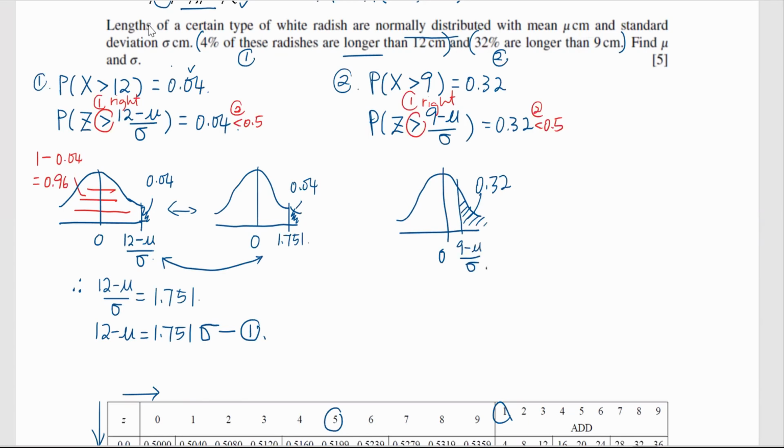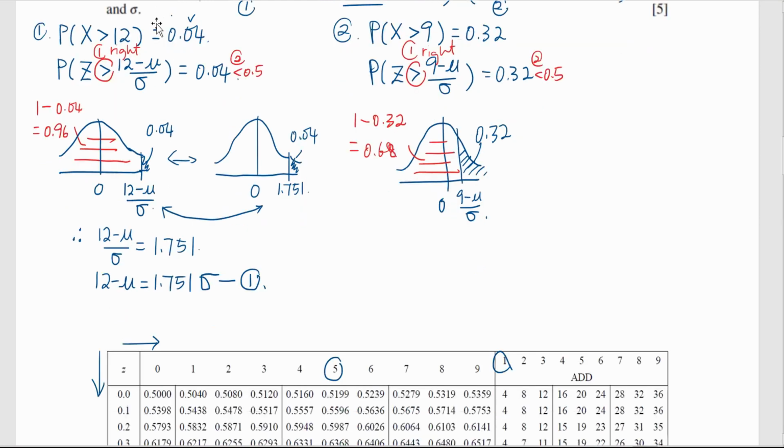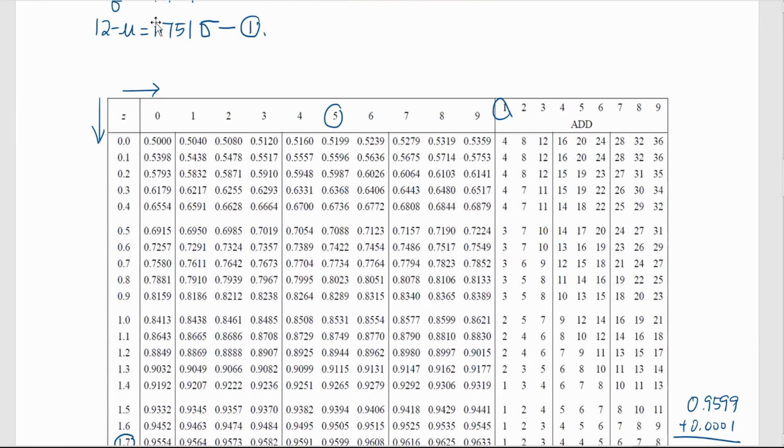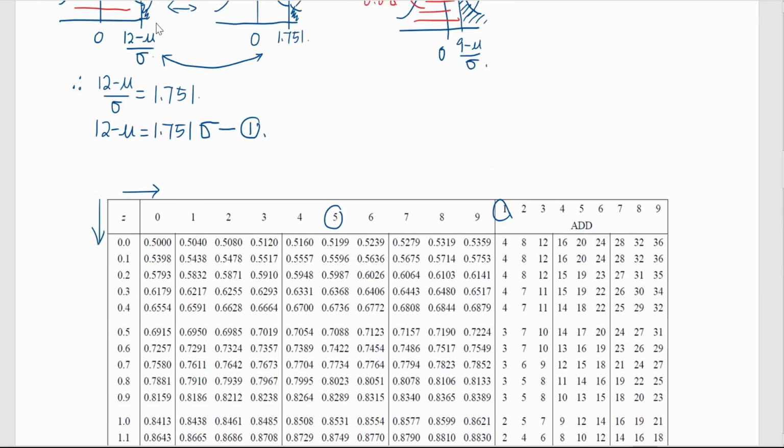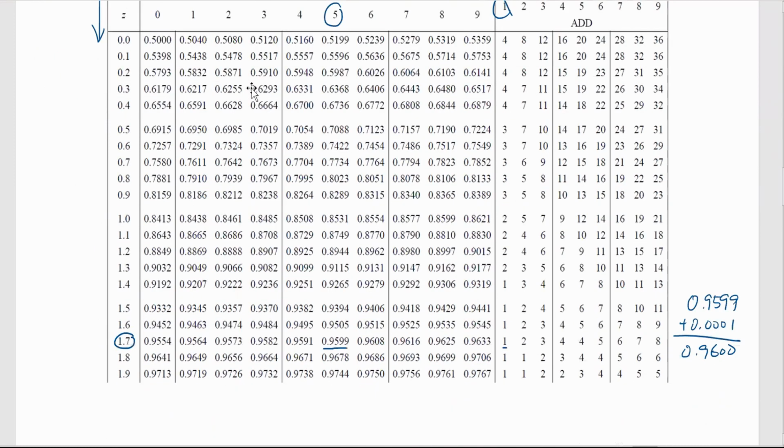All right, so we will do the same. We look for the bigger area so that we get to read from the table in reverse. 1 minus 0.32 is 0.68. Now we look at the table and try to read the probability 0.68. Here, this is a value slightly smaller than 0.68. So we still need to add.